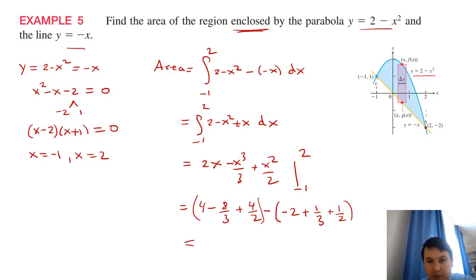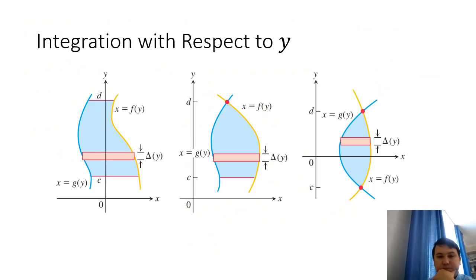So if you simplify, I guess you get 9 over 2, which is positive, so it looks like we did it correct. Let's hope that we did it correct. Now, integration with respect to y. Why do we have to do it, right?